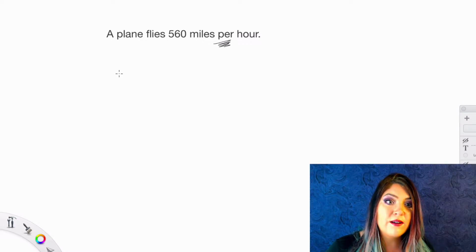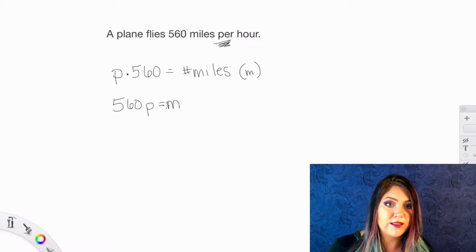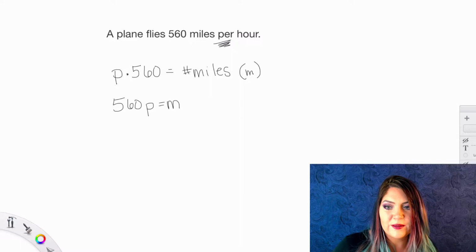So the way that we can represent this is something like P times 560 equals the number of miles, and I'll just call that M. So a nicer way to write it is 560 P equals M. All right, let's take a look at the next problem.